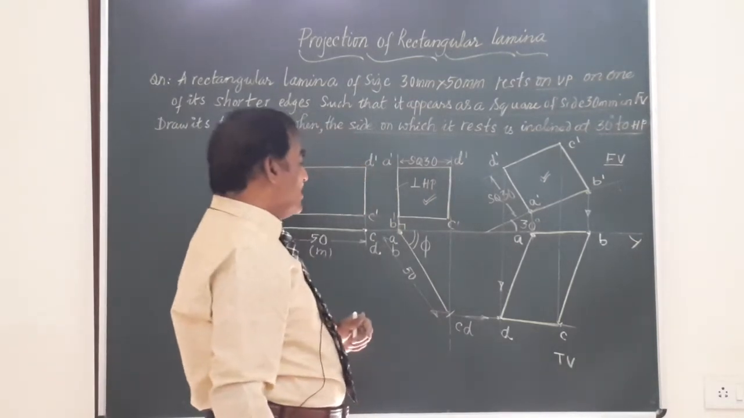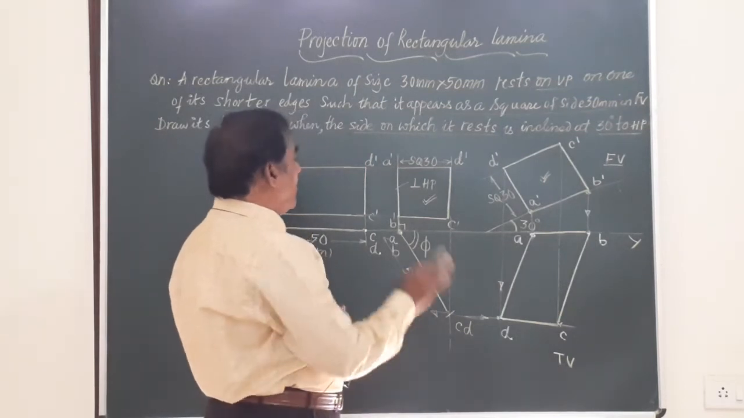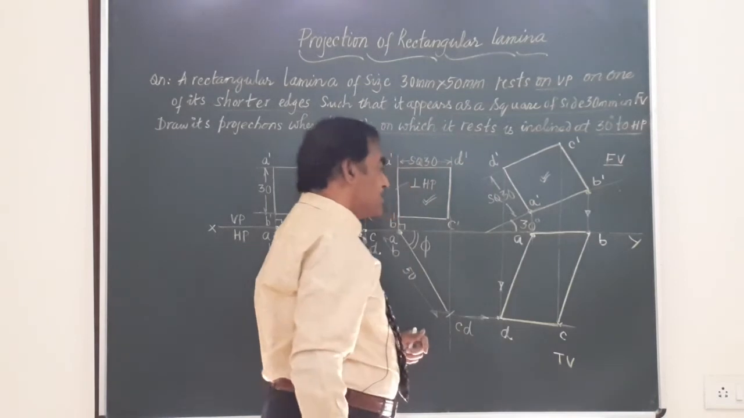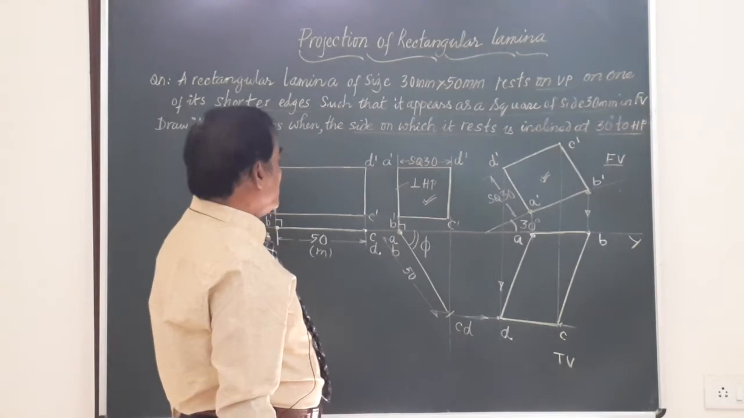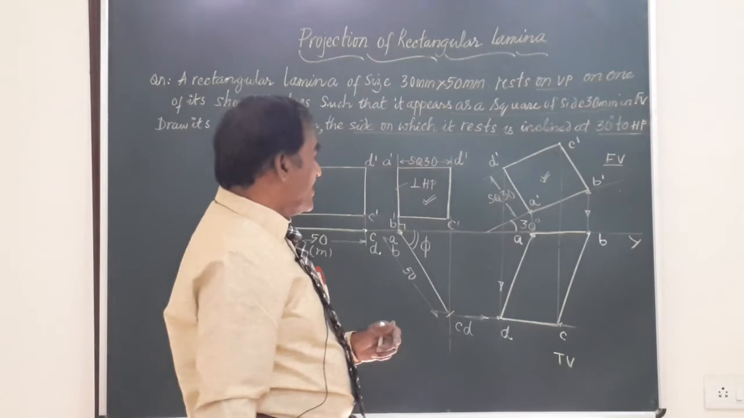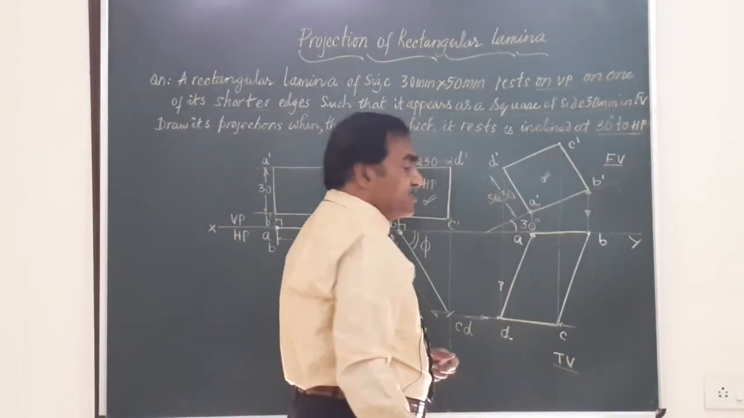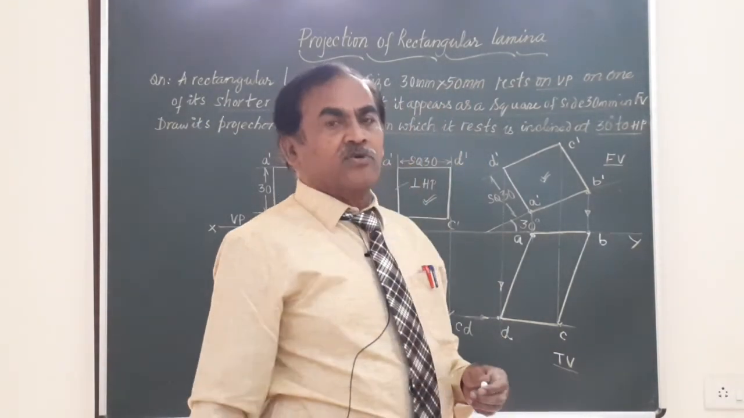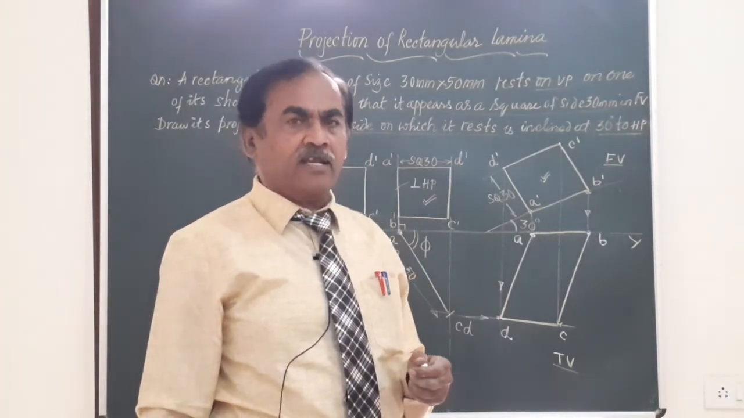A four-sided figure ABCD with shorter edge AB resting on VP, and that edge is making an angle of 30 degrees with HP. Friends, you have got the total projection of the lamina when it is resting on VP on one of the shorter edges, and we have marked here front view and top view. And friends, this is one of the important problems they ask you in the examination. I hope you are all satisfied with the presentation made on the projection of this rectangular lamina.